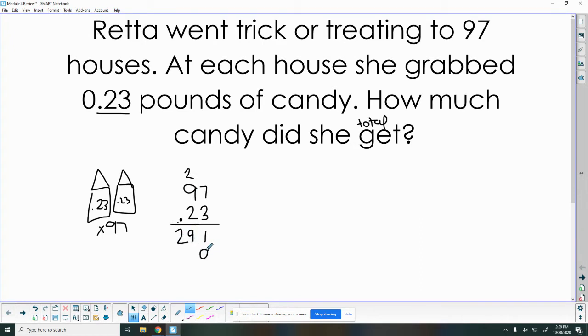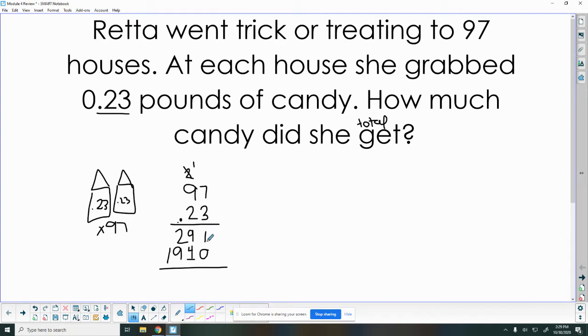We've got our placeholder here. So we're now multiplying by a number that's 10 times bigger. So I need my answer to be 10 times bigger. 2 times 7 is 14. 2 times 9 is 18, plus 1 more is 19.